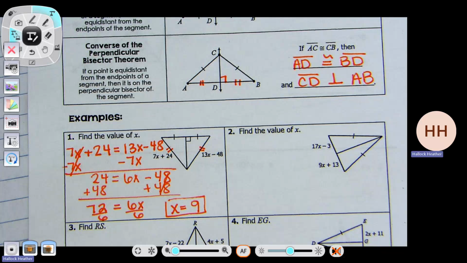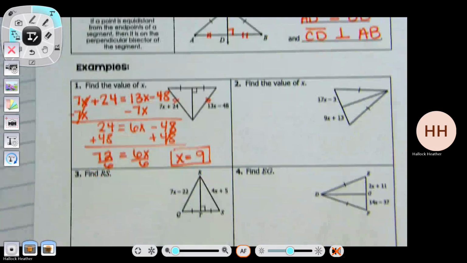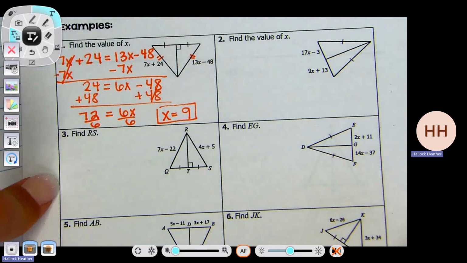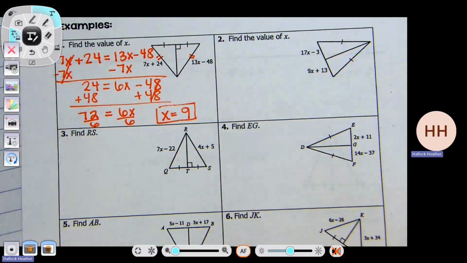Did you hear that? Oh, okay. How do we feel? Okay. Let's try another one. Let's try number 3. Take a second. Try number 3.